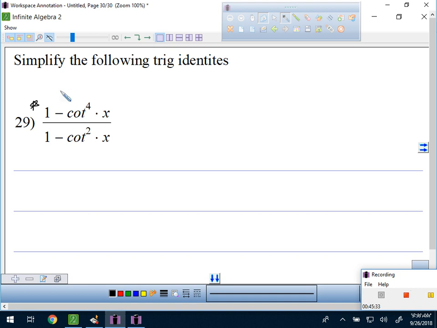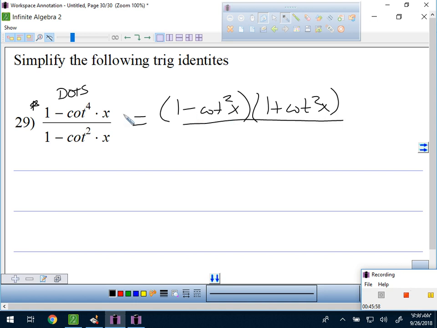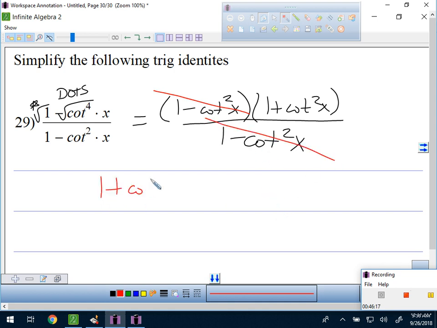I know that both of these are difference of two squares, which means I could factor both of them, but I want to only factor the numerator. Now, there's a reason why I'm being strategic with this. So if I factor the numerator, guys, that would be 1 minus cotangent squared times 1 plus cotangent squared. Because remember, difference of two squares, you take the square root and you factor it accordingly. Now, even though the denominator is also a difference of two squares, I wouldn't want to factor it because it's going to defeat the purpose. If you notice, this term is going to cross out with that term, and that just leaves me 1 plus cotangent squared of x.